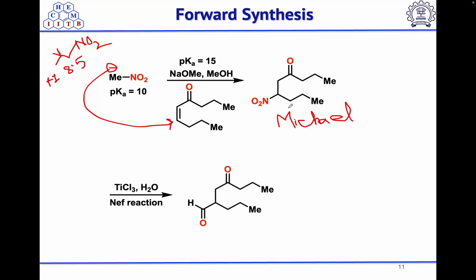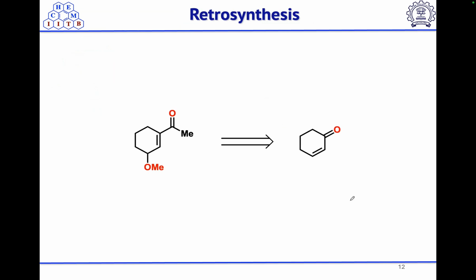Now the next step is that you have to do the Nef reaction. Nef reaction we have already discussed. If we treat with titanium trichloride in water, we'll get the corresponding nitro to carbonyl conversion, and this aldehyde. So this was our target in the retrosynthetic analysis in the last slide. Now in this slide we saw how we can carry out the reactions to get this target product. So I guess you have got an idea about Nef reactions or umpolung chemistry. Okay, so the next slide. This compound is equivalent to this compound, and in the next slide we'll see the retrosynthetic analysis for this compound.